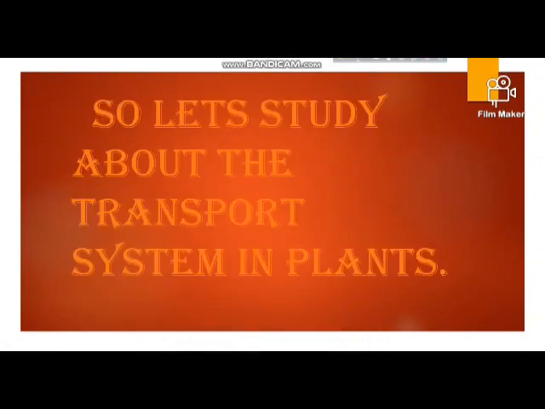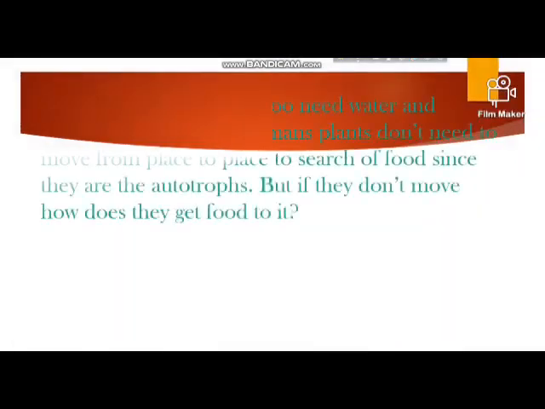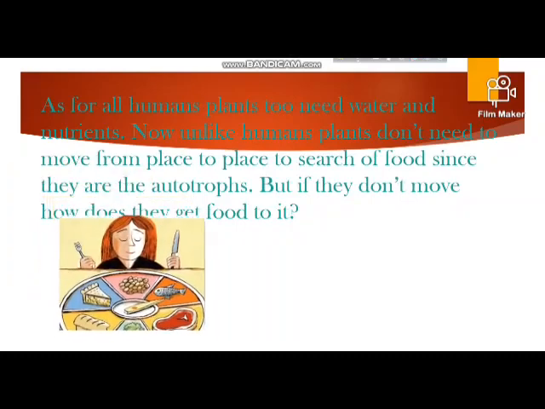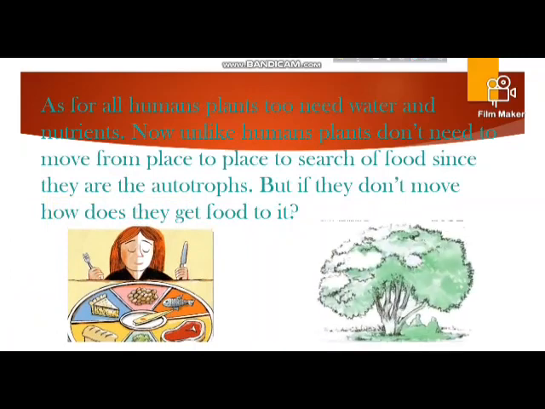Water and nutrients. Now, unlike humans, plants don't need to move from place to place to search for food since they are autotrophs. But if they don't move, how do they get to the food to eat? Plants get water and the nutrients from the soil. All the cells of a plant need water and nutrients, so these need to be carried all over.